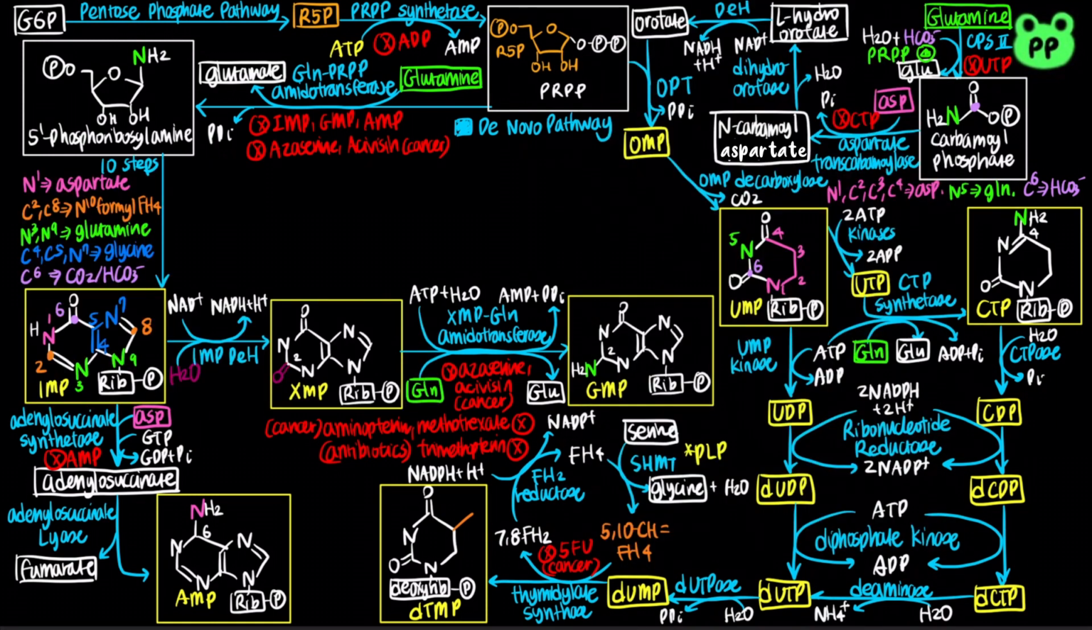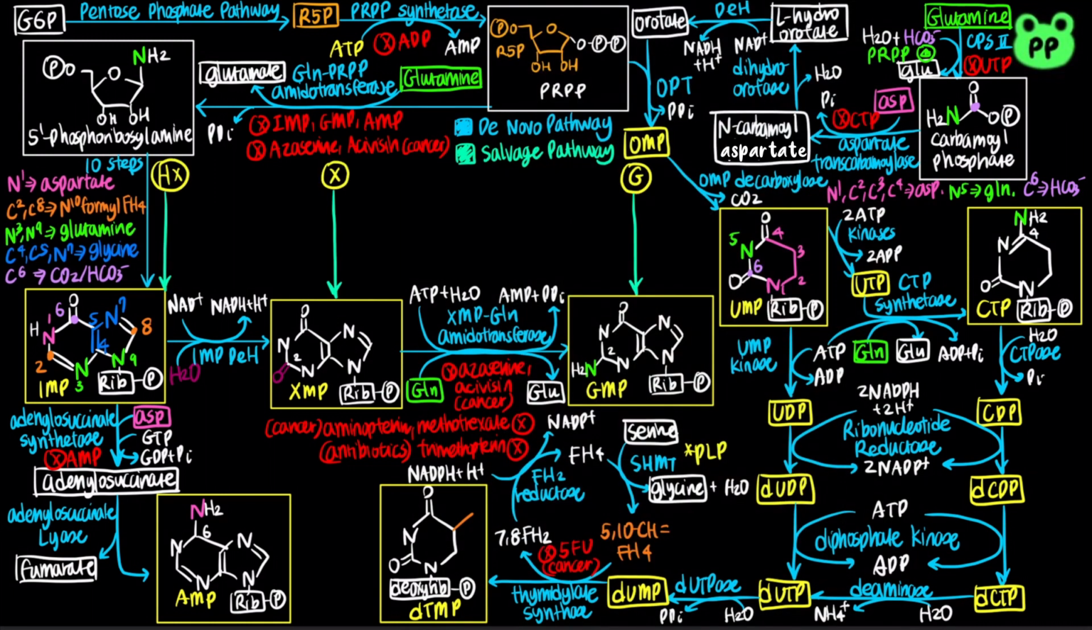In the last part of the video, I'm going to cover the salvage pathway in which free nucleobases are recycled to build nucleotides. Hypoxanthine-guanine phosphoribosyltransferase, abbreviated as HGPRT, catalyzes the condensation of free hypoxanthine, xanthine, and guanine with PRPP to produce inosinate, xanthylate, and guanylate.